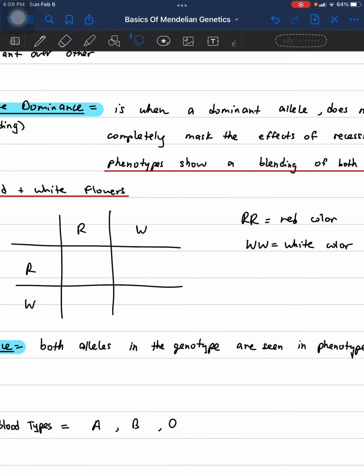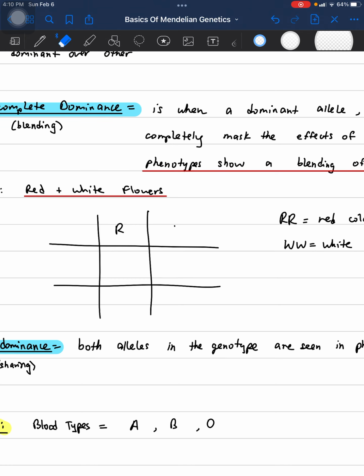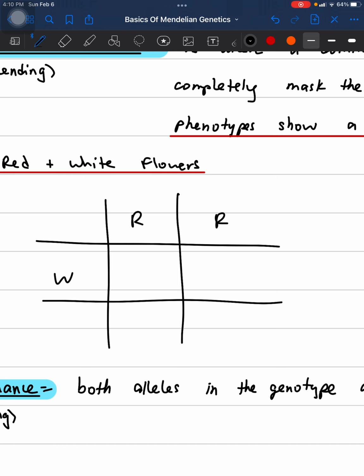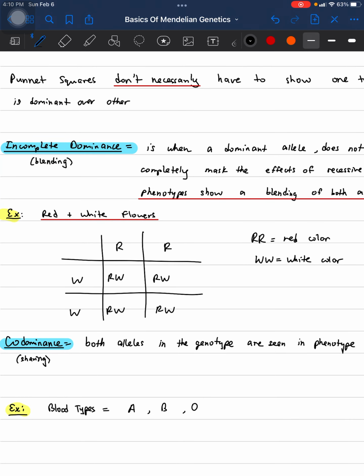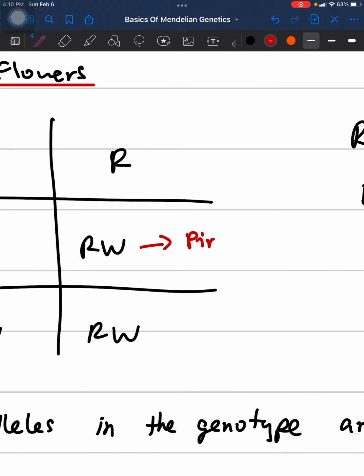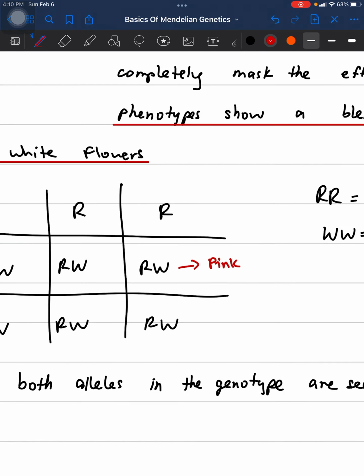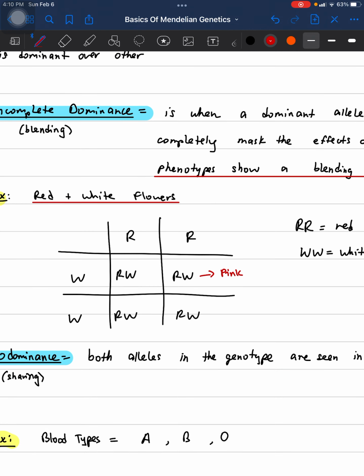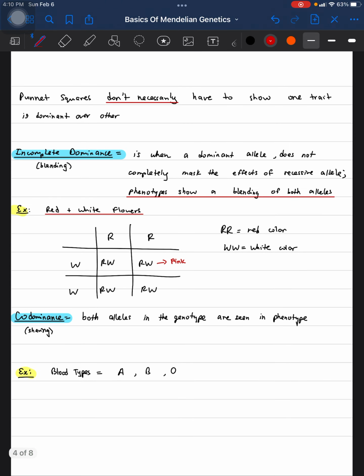But when we're trying to cross these 2 flowers, let's say we start off with a cross between red and white. We're going to get offspring that have both alleles, but one isn't dominant over the other. So the offspring have a color that is in between red and white, and that color is basically pink. This RW represents the color pink. And this is an example of incomplete dominance, where there's a blending of traits, since neither red nor white is dominant over the other.